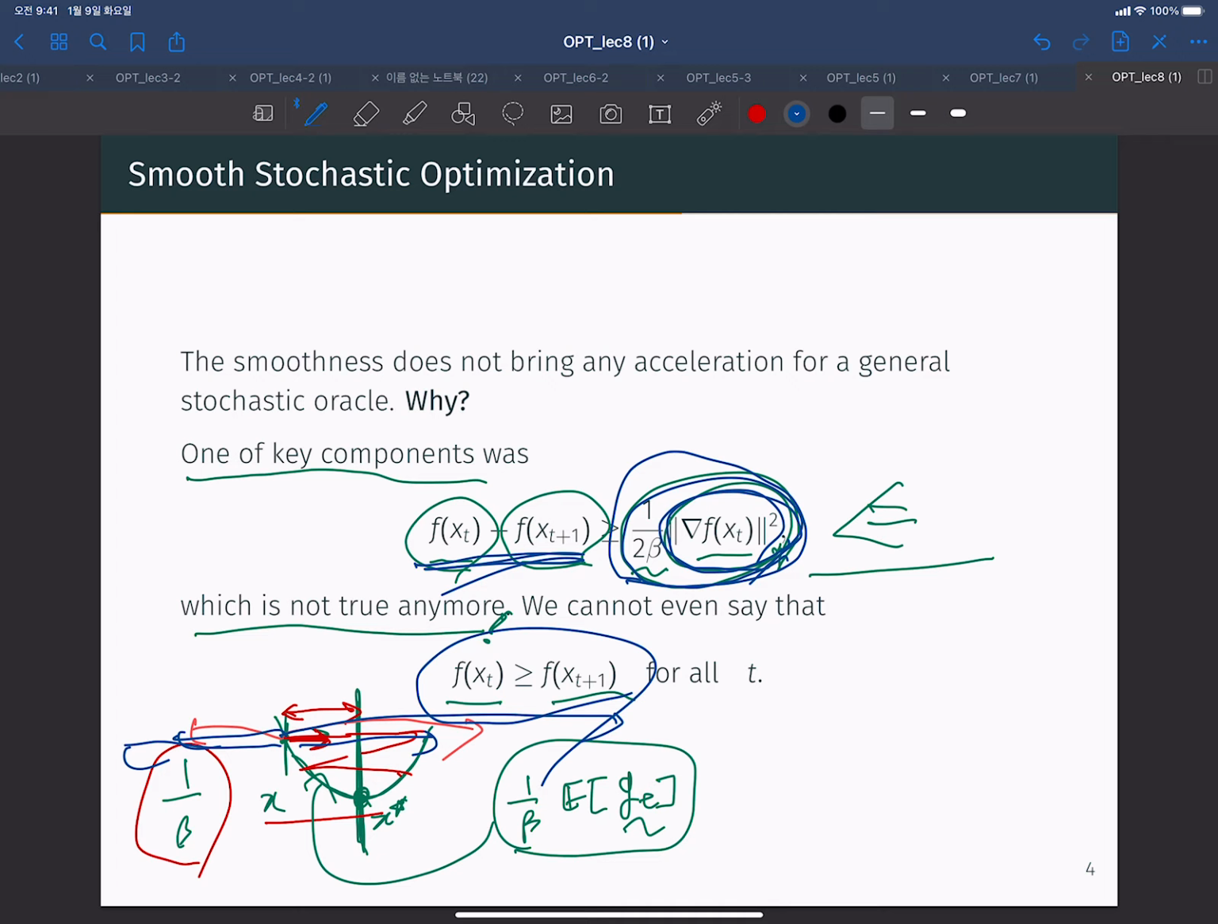But with the stochastic gradient descent algorithm, you cannot say this because of the noise. The noise can go this way, and so on, especially when sigma square is very high. That's why you have to be very careful to control the step size. And that's why in practice, you have to use a very small step size, especially when you run a lot of iterations.